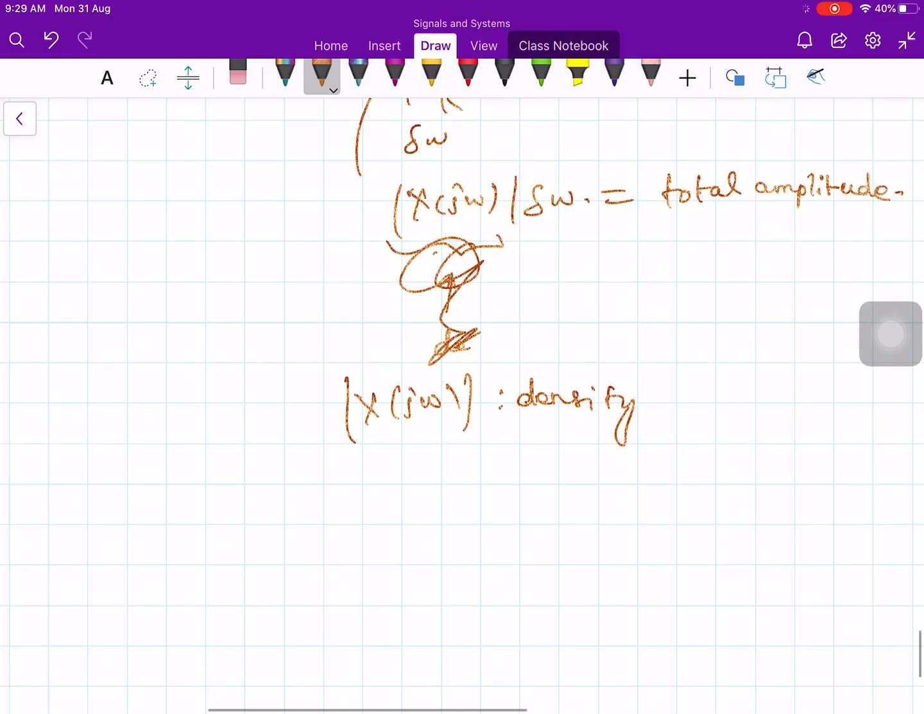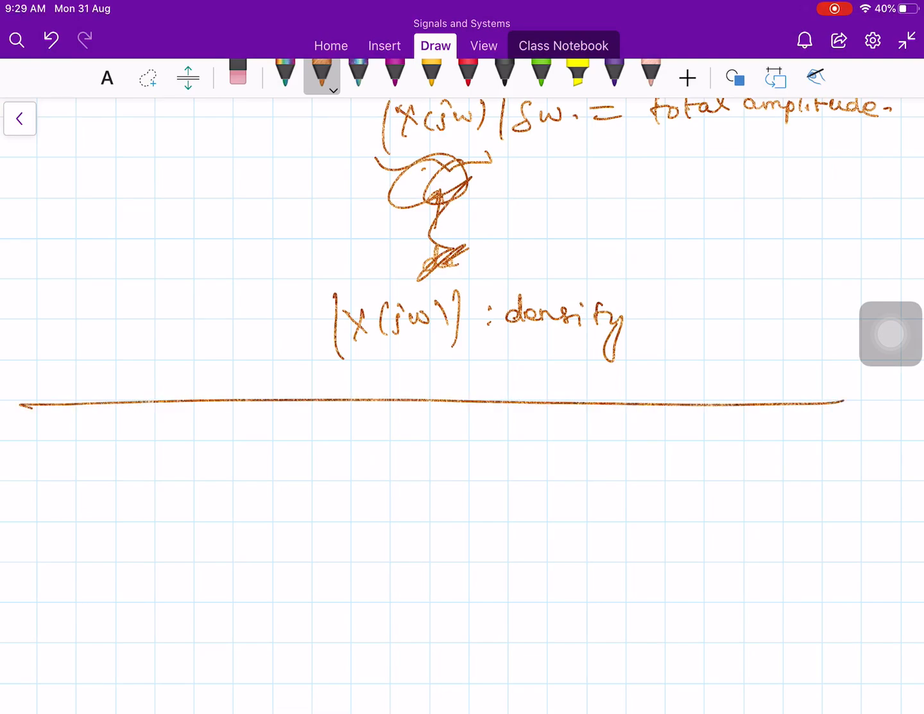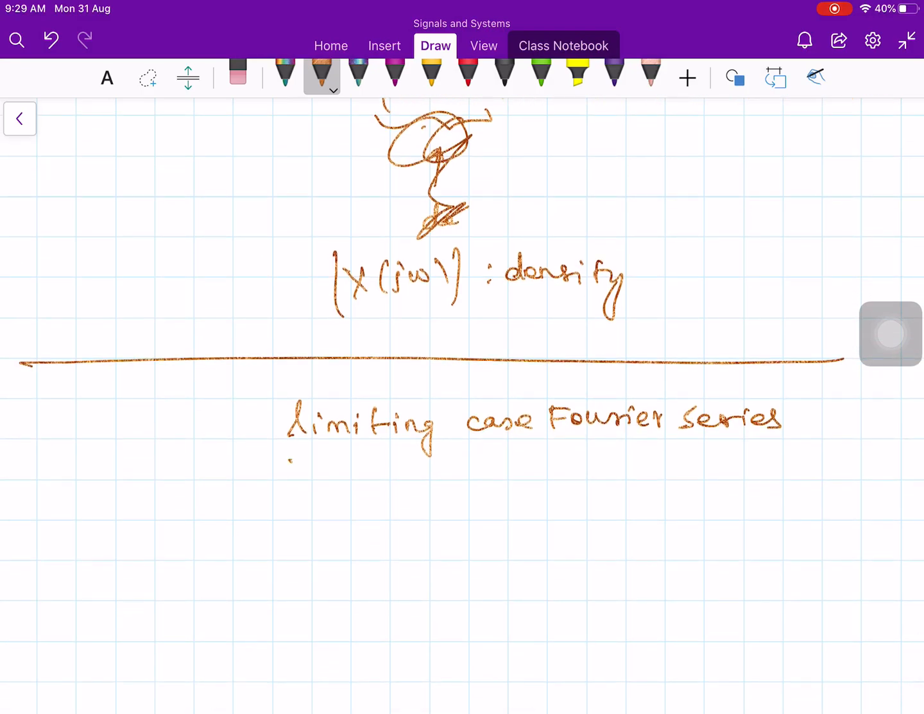Okay, so in this lecture and in the previous lecture, what we have done is we have demonstrated, by taking the limiting case of Fourier series, that we started with the Fourier series and then finally derived the Fourier transform. When I say limiting case of Fourier series, what we mean is the frequencies become smaller and smaller, right? Omega naught becomes smaller and smaller, and then the period becomes larger and larger.